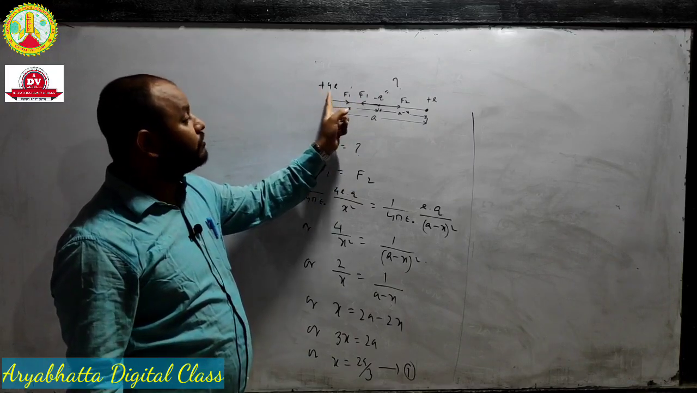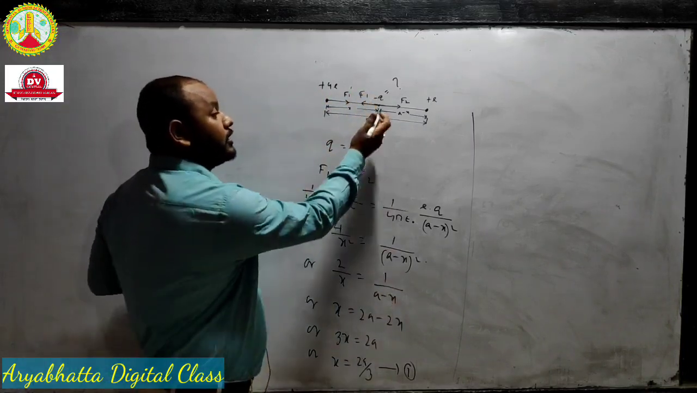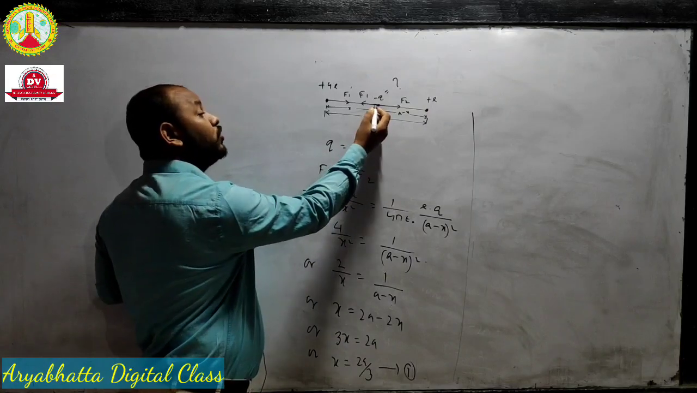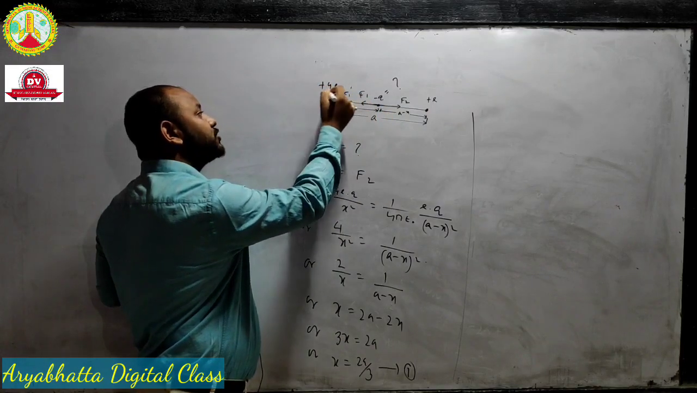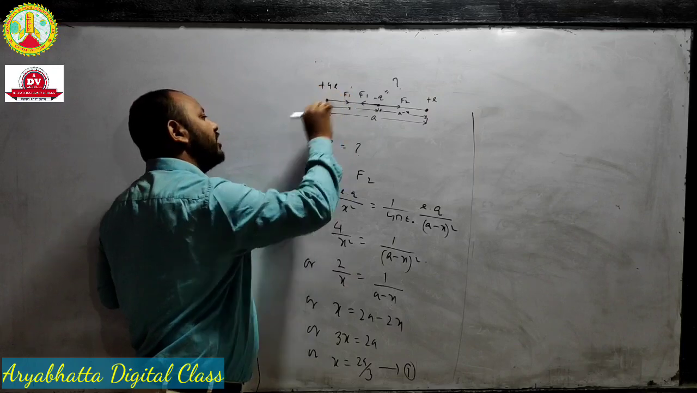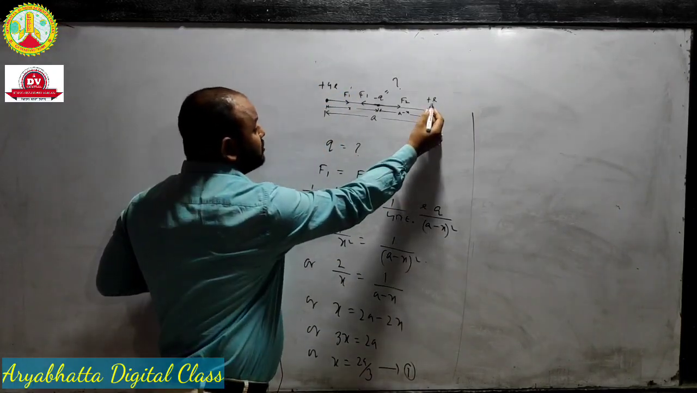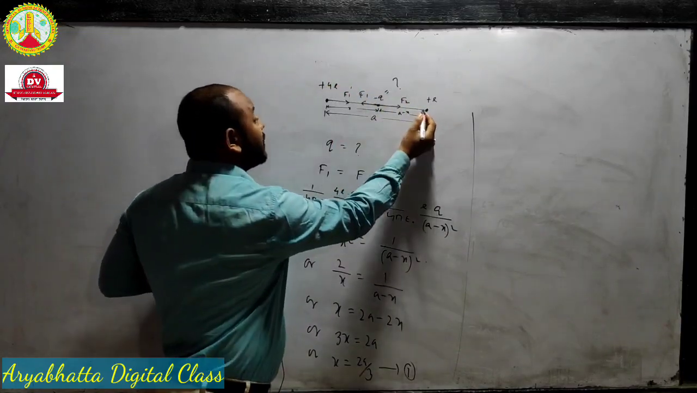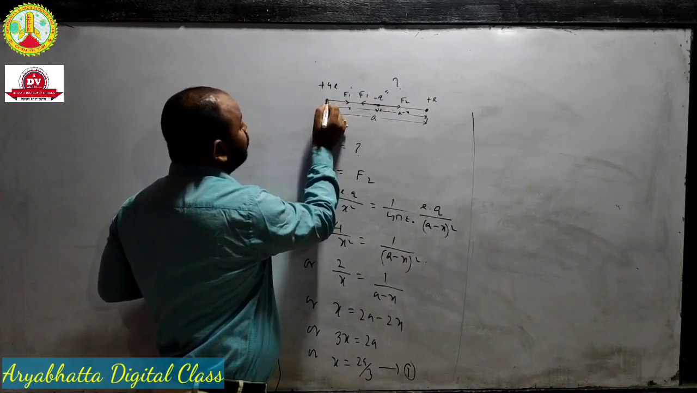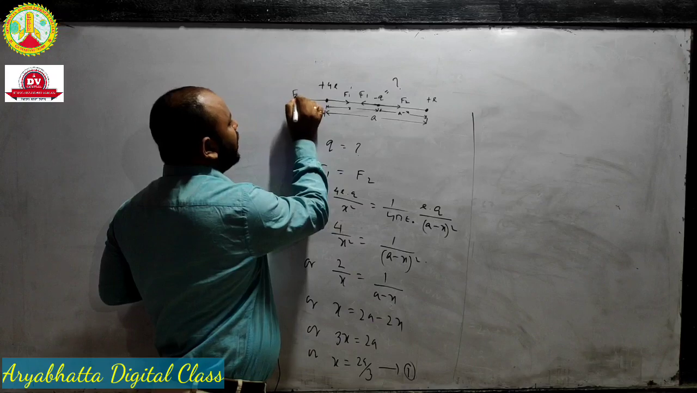Because this is positive, this is negative. That is why this minus q charge will attract plus 4e with a force F1 dash. And this plus e, this is a positive charge, this is also positive. This plus e will repel plus 4e with a force F2 dash.